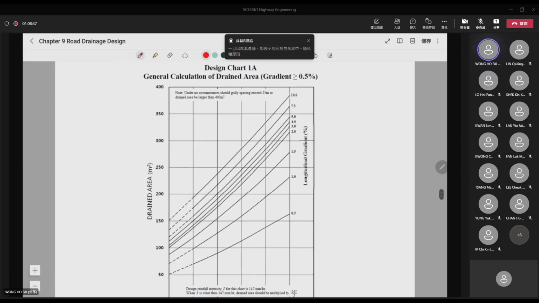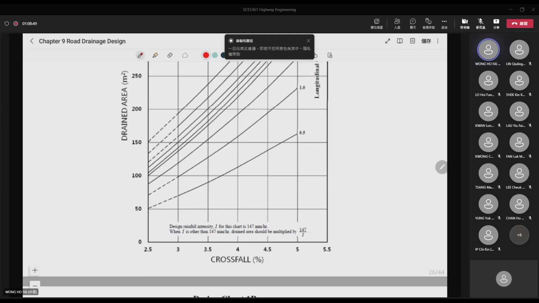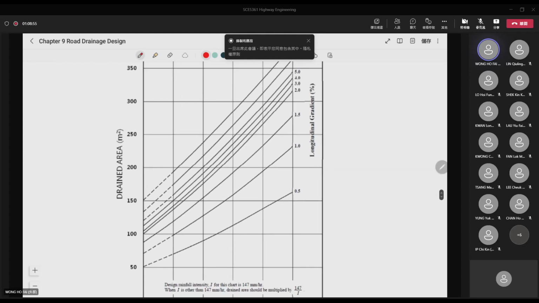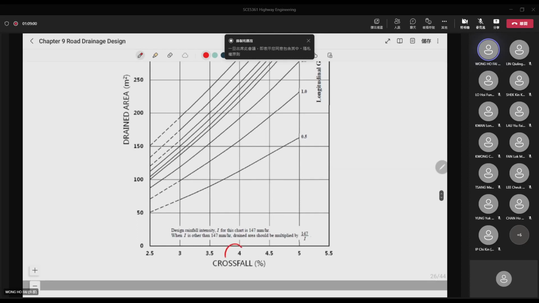And then you can see that this is the chart for the drained area. Here, you can see that we will choose the crossfall first. Say, for example, it is 4%. And then for the longitudinal gradient, you can also choose the value, say it is 0.5%. So in this case, it's 4, and then you choose 0.5, then you go here, and afterward you go here. It is around 110 for the drained area in this case. So from this table, you can look up the values of drained area.